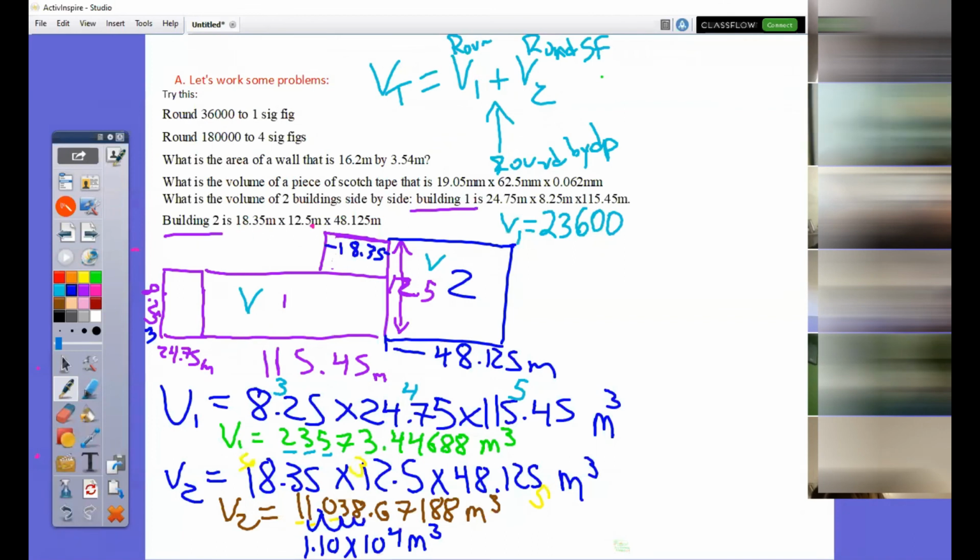Now we got to add those two. So V2 is 1.10 times 10 to the 4th. Wait, is that it? Okay, guys. Add it up, round it off to the decimal place. Notice there are no decimal places. There are no decimal places. So you just add those two and you're done. VT is, what's that.